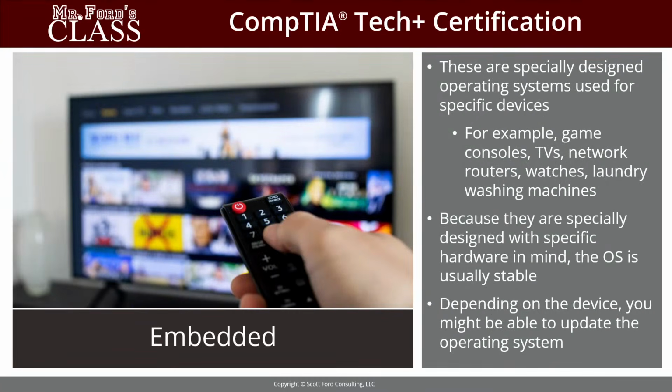And finally, embedded systems. These are specially designed operating systems used for very specific devices. You find these built into game consoles, TVs, network routers, watches, washing machines, all sorts of things like that. They are specifically designed with that hardware in mind, so they are very stable. And depending on the device, you might be able to update the operating system.